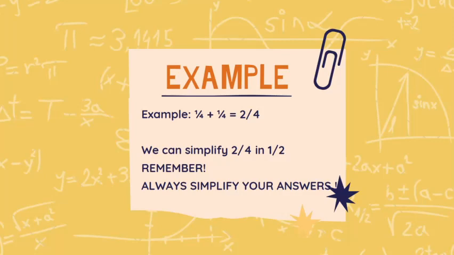So for example, 1/4 plus 1/4 is like adding whole numbers. Just add 1 and 1 since their denominators are the same. 1 and 1 is equal to 2, and the 4 stays the same, so just copy it and copy the sum of the numerators. The answer is 2/4, but we can still simplify it to 1/2.